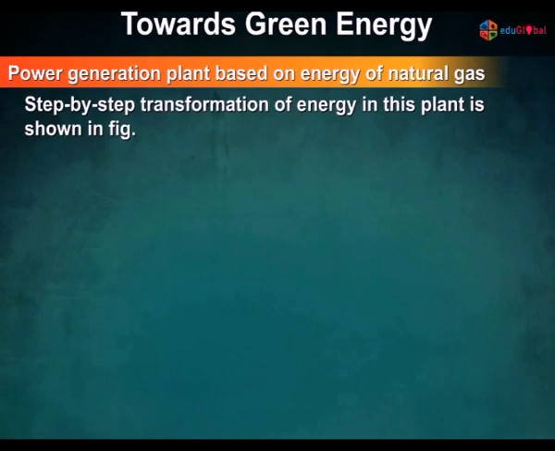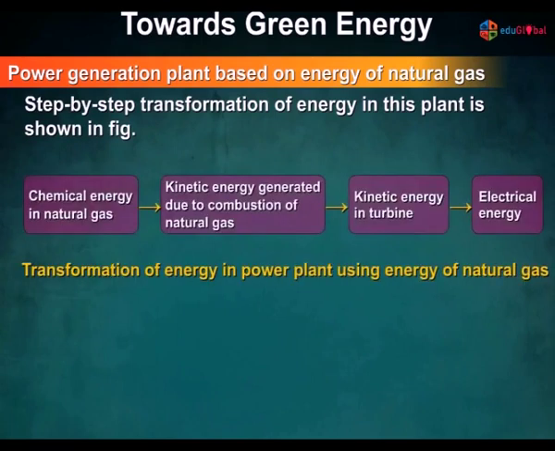Step-by-step transformation of energy in this plant is shown in figure. Transformation of energy in power plant using energy of natural gas. Chemical energy in natural gas. Kinetic energy generated due to combustion of natural gas. Kinetic energy in turbine. Electrical energy.